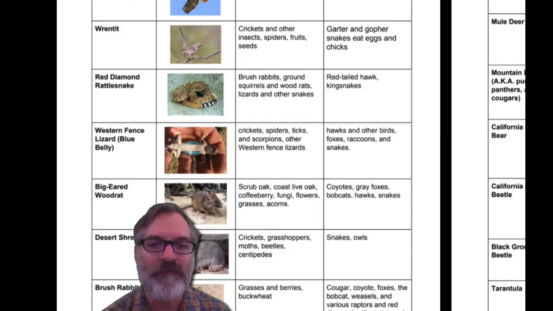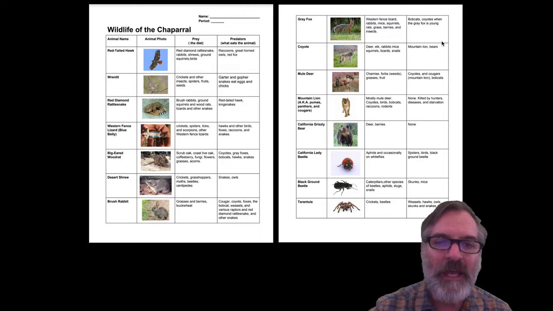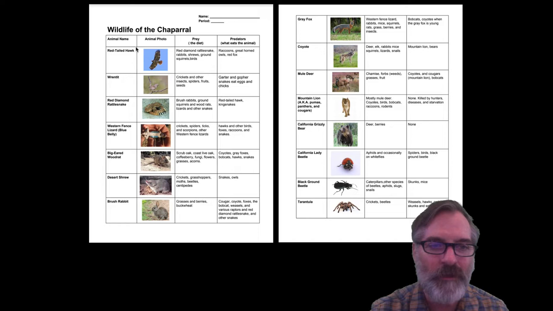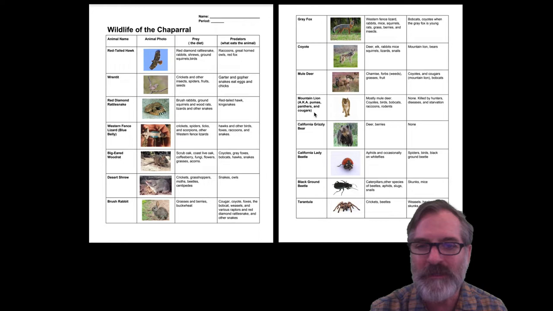So please pull out your Wildlife of Chaparral handout, and you should have access to this in your packet or online. And we've got all these different cool things: red-tailed hawk, the red diamond rattlesnake, the desert shrew, the bush rabbit, the mountain lion, the California grizzly, which is extinct, of course, now. The mule deer, coyote, gray fox, tarantula. We've got all sorts of cool stuff here. Please study this, read over it, annotate it.